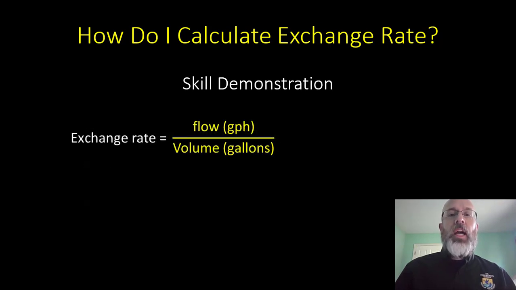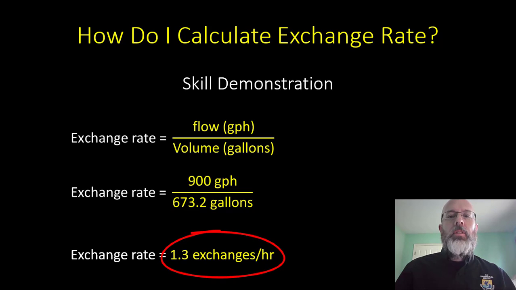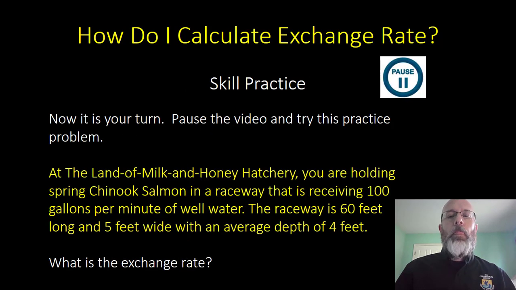The last step is to calculate the exchange rate. We now have the flow in gallons per hour and the volume in gallons. So it's 900 gallons per hour divided by 673.2 gallons, and that gives us an exchange rate of 1.3 exchanges per hour. So as we promised, now it's your turn.